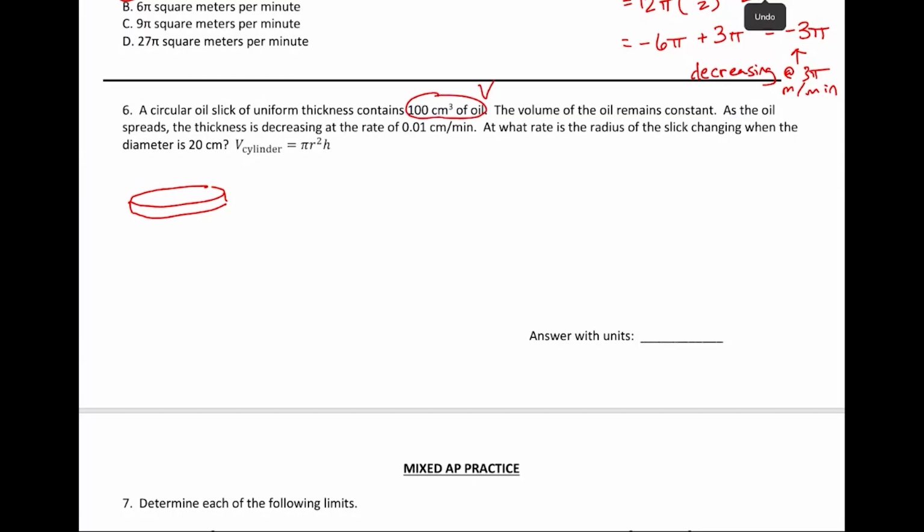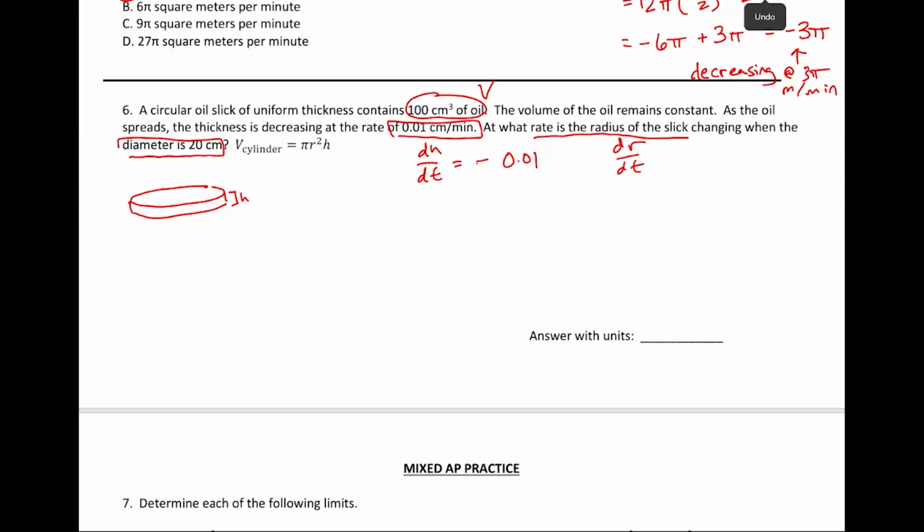Volume of the oil remains constant. As the oil spreads, the thickness is decreasing at a rate of, so the thickness being like the height is decreasing at a rate of 0.01 centimeters per minute. That's going to be our dH/dt, but be careful because it's decreasing, so we're going to call it negative 0.01. At what rate is the radius of the slick changing? So the rate of the radius is going to be our dr/dt, and the diameter is 20 centimeters.